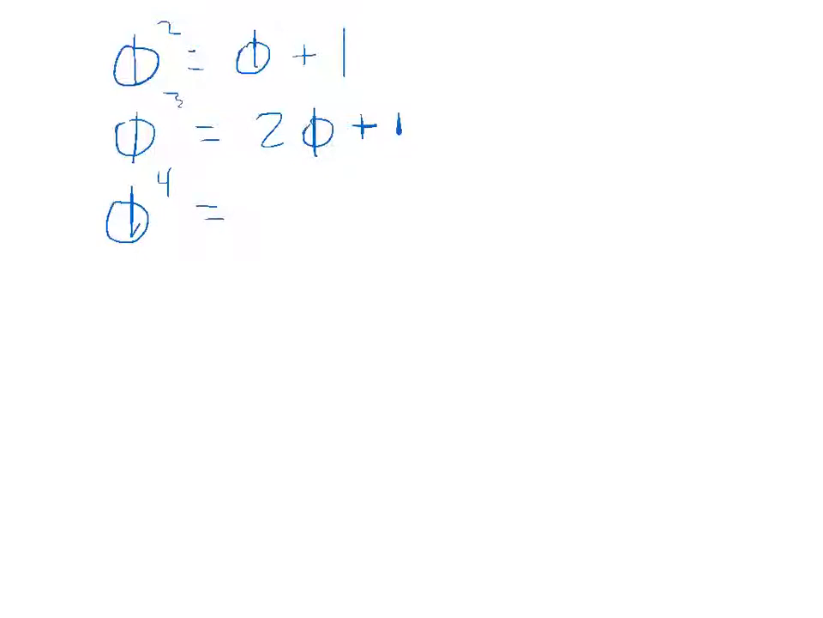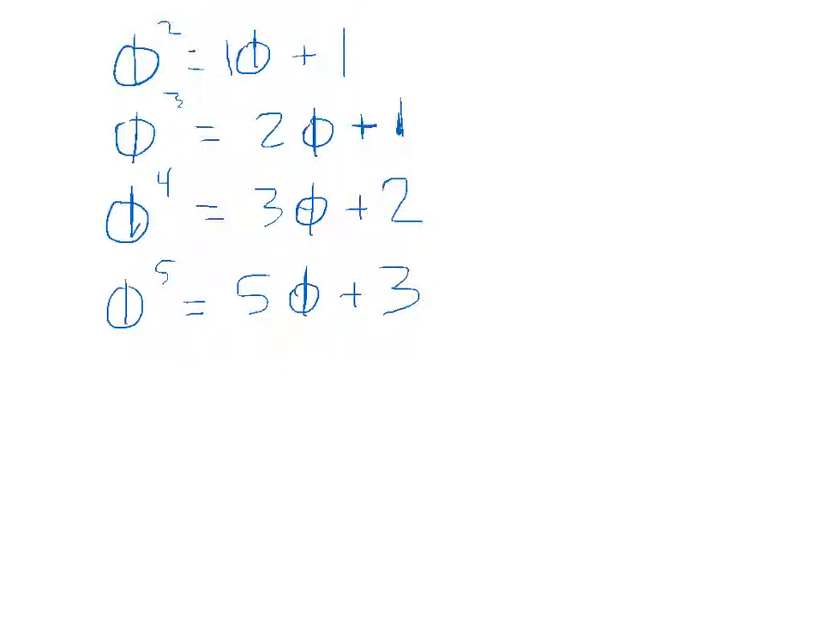Okay, let's recap. Phi squared is phi plus 1. Phi cubed is 2 phi plus 1. Phi to the fourth is 3 phi plus 2, and phi to the fifth is 5 phi plus 3. You might be starting to notice a pattern in the answers of being Fibonacci numbers.